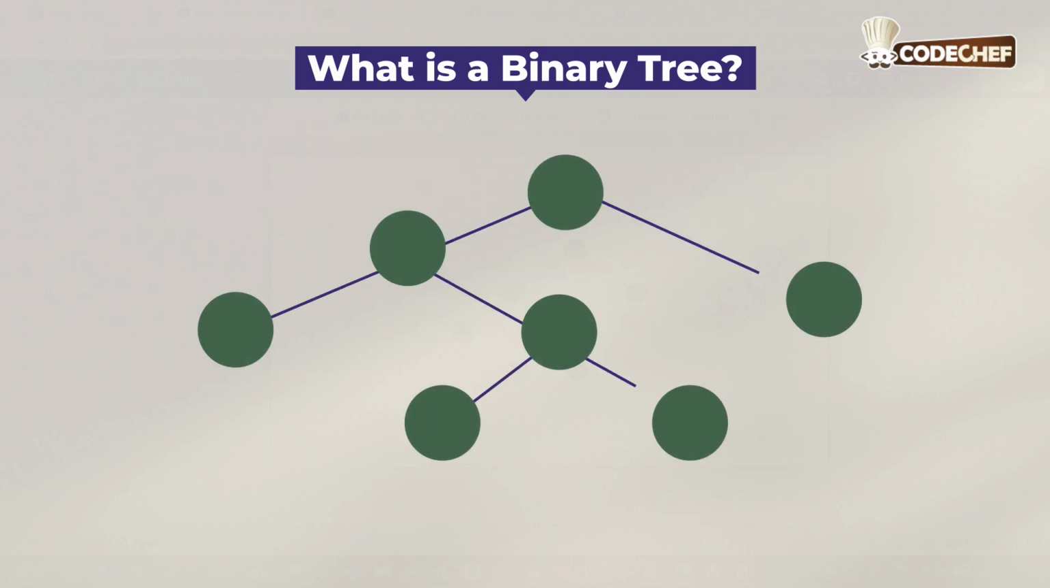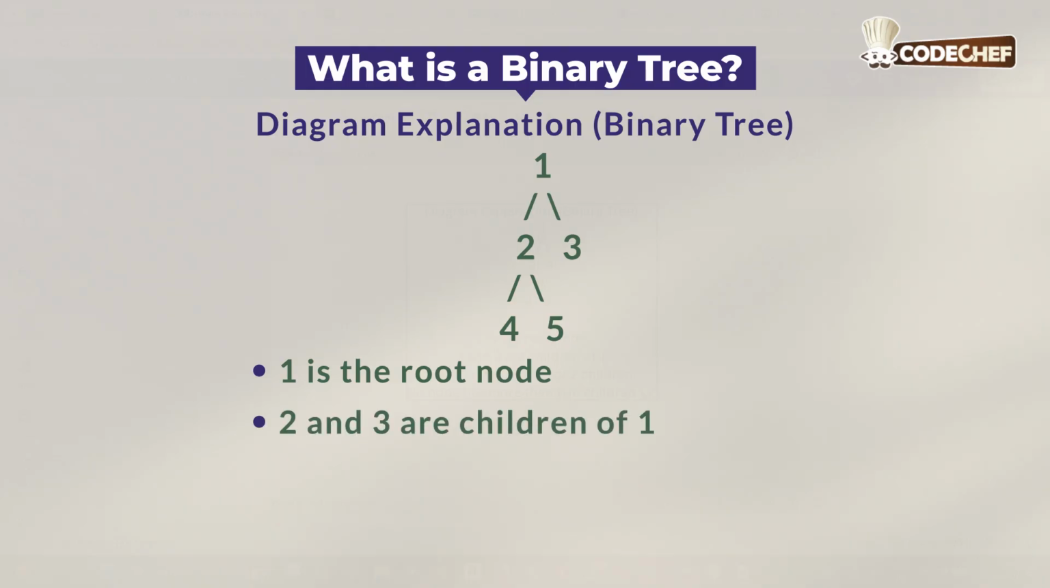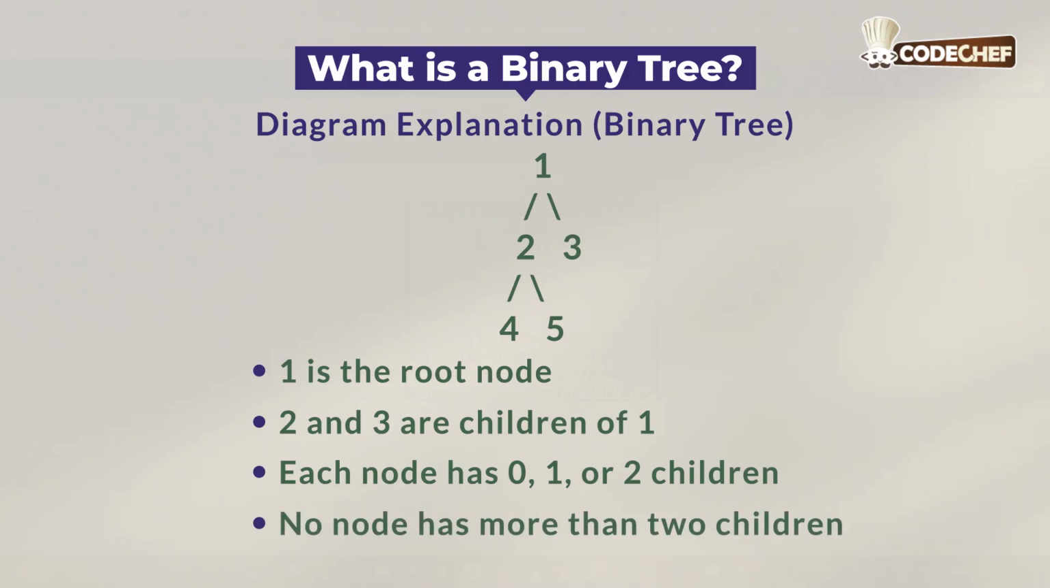Here is a representation of what a regular binary tree looks like. So this is a diagram of a binary tree. 1 here is the root node, 2 and 3 are children of 1, and each node has 0, 1, or 2 children. No node has more than 2 children. That is the first and foremost description of a binary tree.